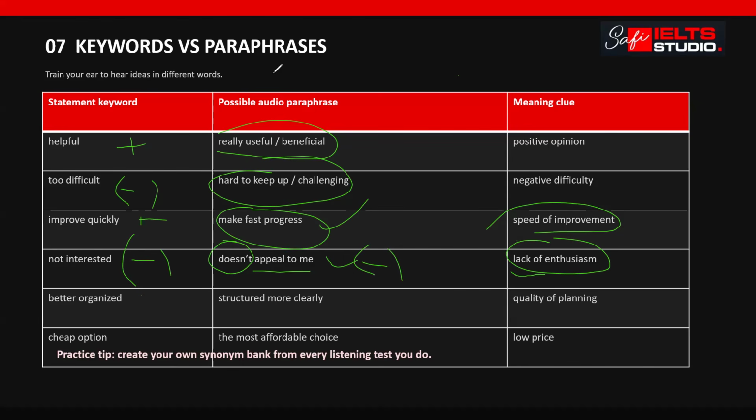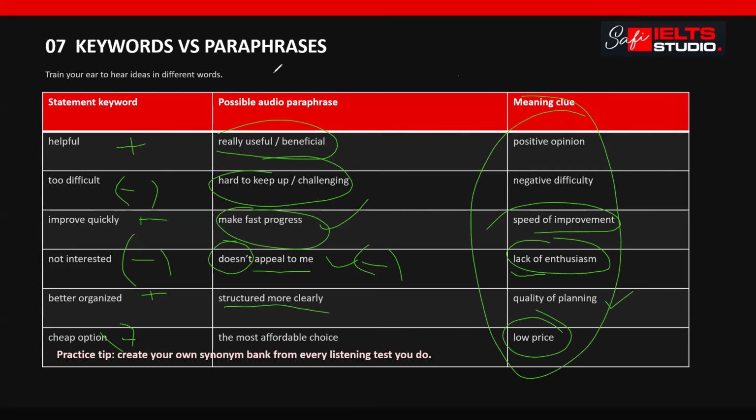Better organized. Better organized. So it talks about the quality of what? Planning. And they may use a clear possible audio paraphrase. They can say structured more clearly. For example, cheap option. Can you see cheap option here? So it refers to what? It refers to price. So make sure that you get all the clues.